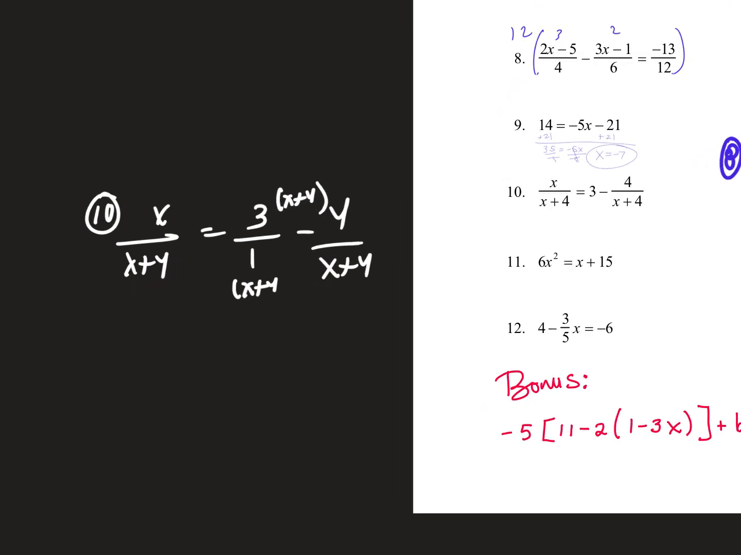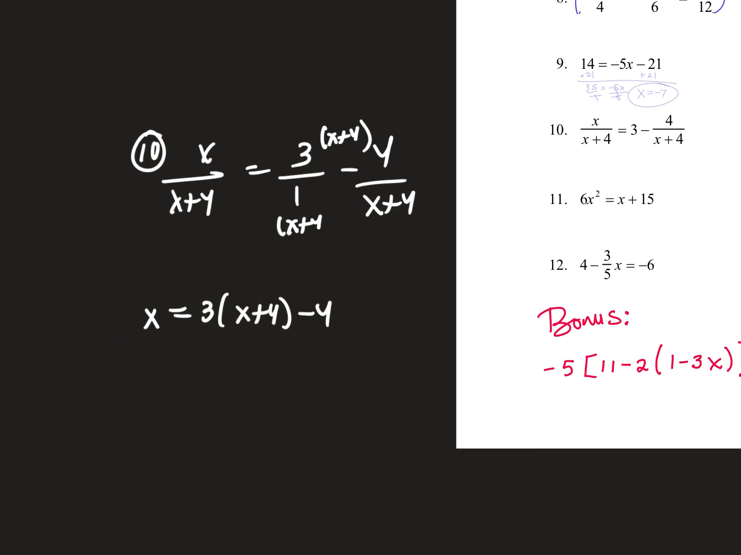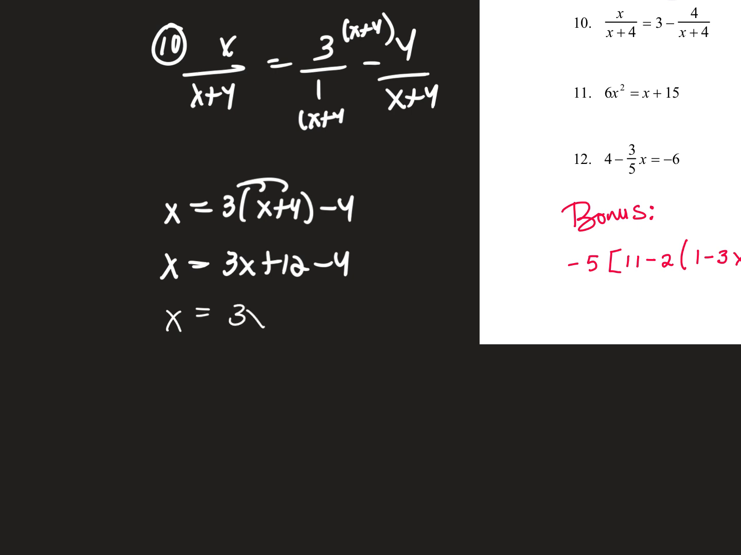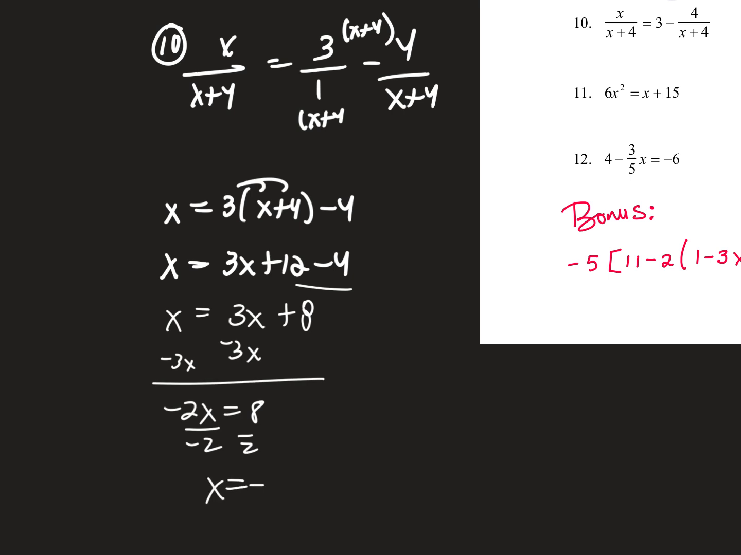So now that we've done that, our denominator is the same, we can just disregard it. So x equals 3 times (x plus 4) minus 4. I'm going to distribute: x equals 3x plus 12 minus 4. X equals 3x plus 8, because 12 minus 4 is 8. I'm going to subtract 3x from both sides. So negative 2x equals 8. Divide by negative 2, and x equals negative 4.